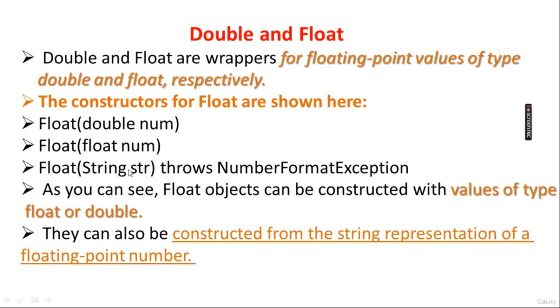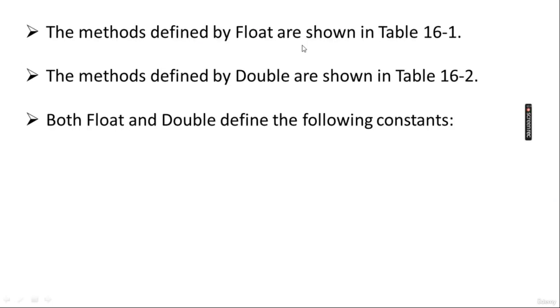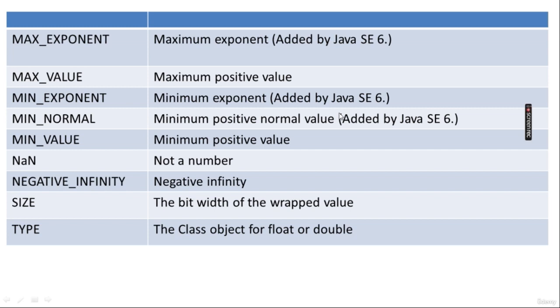So now, as you can see, Float objects can be constructed with values of type float or double. They can also be constructed from the string representation of a floating point number. The methods defined by Float are shown in table 60.1. The methods defined by Double are shown in the upcoming table, which is number 16.2. Both Float and Double define the following constants.